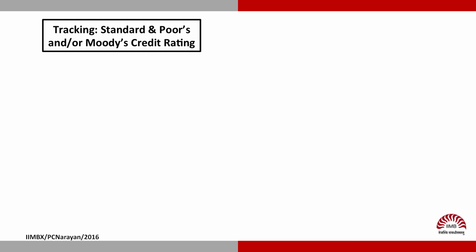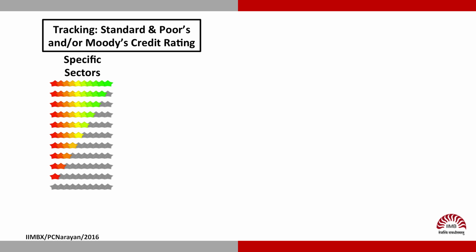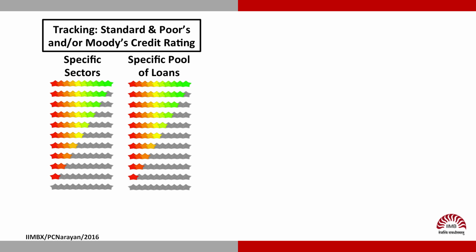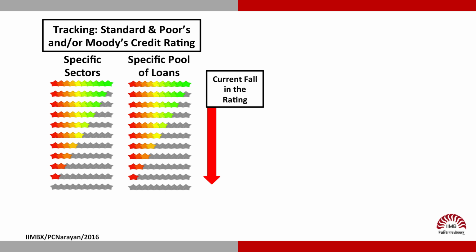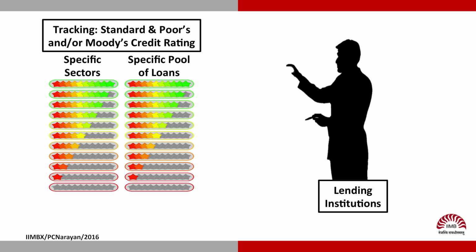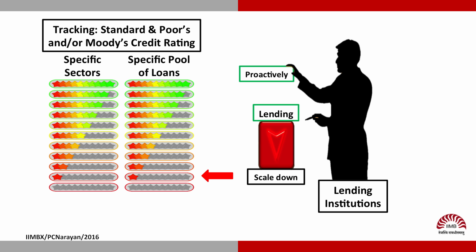First on the list is what we refer to as migration analysis. Migration analysis involves tracking the Standard & Poor's and/or Moody's credit rating on specific sectors or a specific pool of loans. If the credit rating of a number of firms in that sector or in that pool of loans declines faster than what has been historically the case, the lending institution should or would proactively scale down its lending to that sector or to that pool of loans.